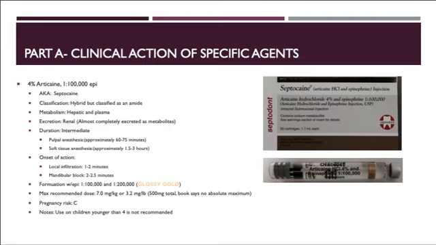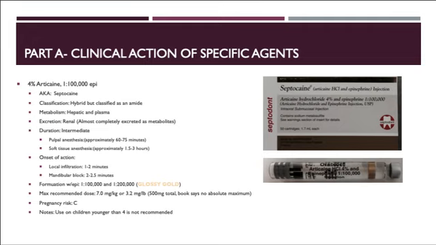Now, the duration of this is intermediate. The pulpal anesthesia is about 60 to 75 minutes. Soft tissue anesthesia is about an hour and a half to 3 hours. The onset of action is about a minute or two. And for the mandibular block, it usually takes about 2 to 2.5 minutes to start working. And one of the papers that I'll have you read does have to do with using articaine to perform an inferior alveolar nerve block.